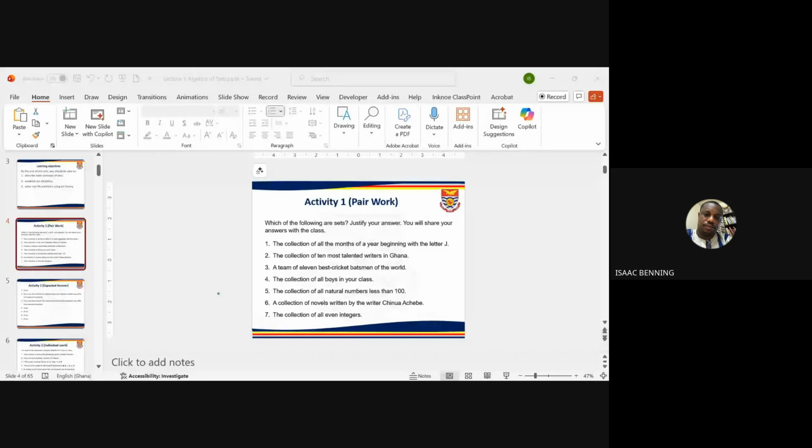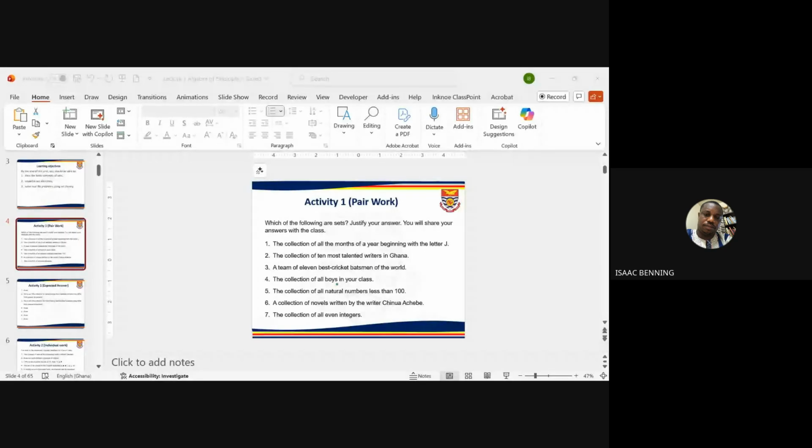So when you take number 5, for example, the collection of all natural numbers less than 100. This one, everybody, provided the person knows what a natural number is, the set we are going to have will be the same.